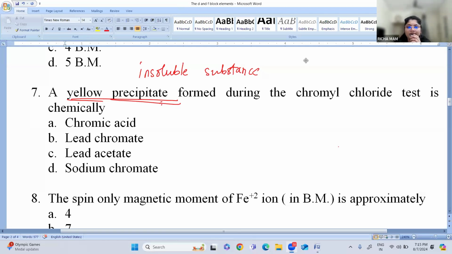Okay, so let us continue. Shri Varuni has answered it as B. Janvi has answered it as B. Akila has answered it as D. Lubna has answered it as B. Yellow precipitate formed during the chromyl chloride test is chemically.